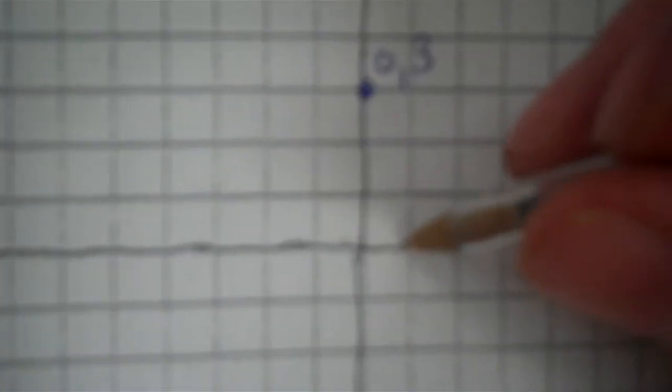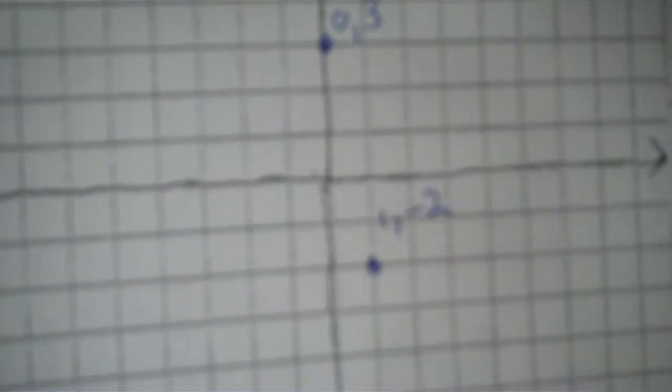1, negative 2. I go to 1 and then down 2. 1, 2. And then 2, negative 7. So I go to 2, then down 1, 2, 3, 4, 5, 6, 7. Okay. Notice how these points line up. So make a line and put arrows on both ends because the line goes forever.